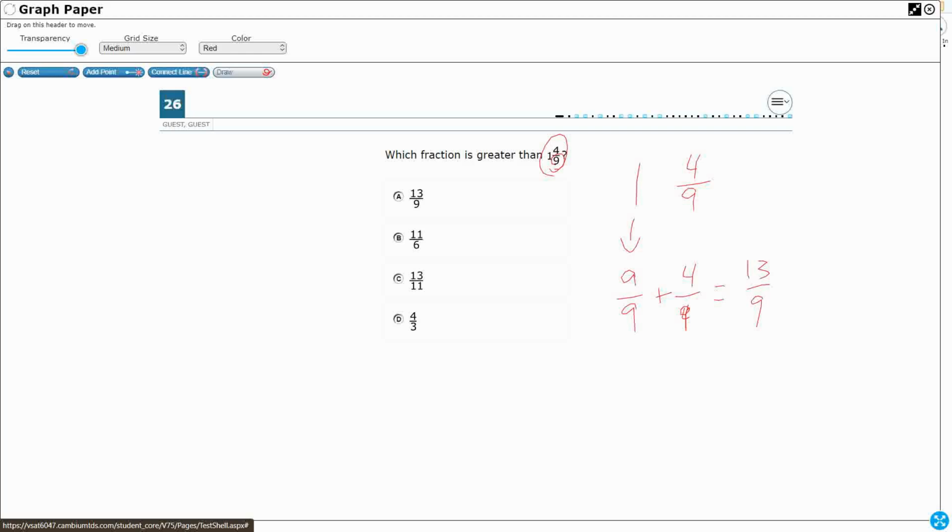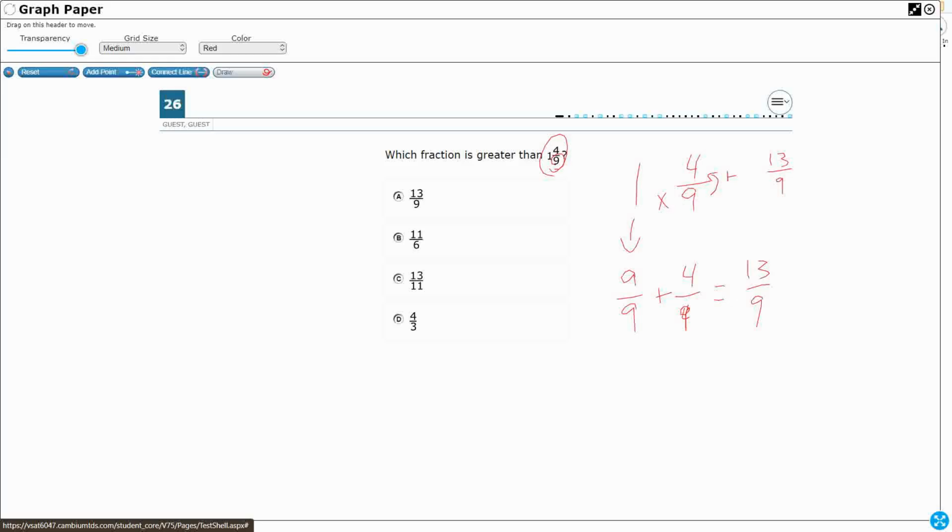Quick way to do that would be to multiply the whole number by the denominator. 1 times 9 is 9. Add your numerator. 9 plus 4 is 13. And then your denominator stays the same. Either way, I need to compare 13/9 with these fractions.